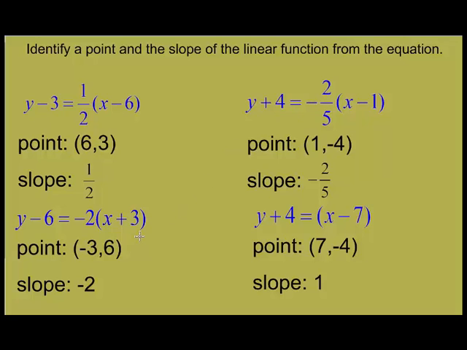This third one, your point would be -3, 6. Notice your x value is a +3 there, so this has to be a -3 point, and +6, and your slope here is -2.